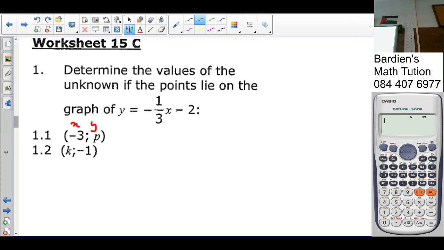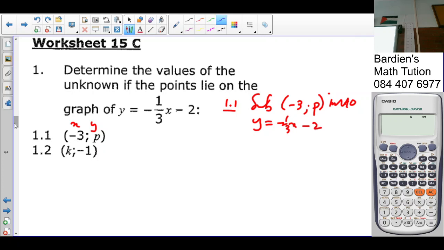So what we're going to do is substitute -3 and p into the straight line equation, which is y equals -1/3 x minus 2. Now what did I say? Your coordinates form an x and a y. So what's your y value? P. P is -1/3 times -3 minus 2, which gives you an answer of -1.